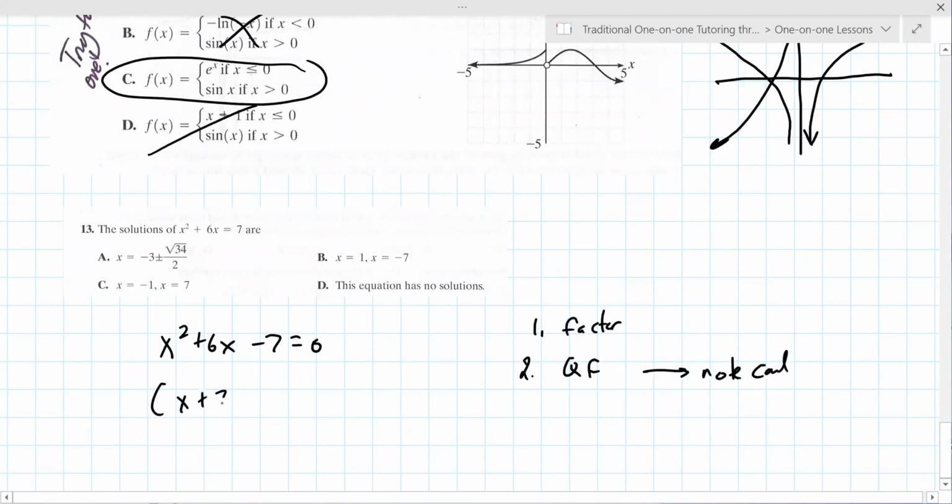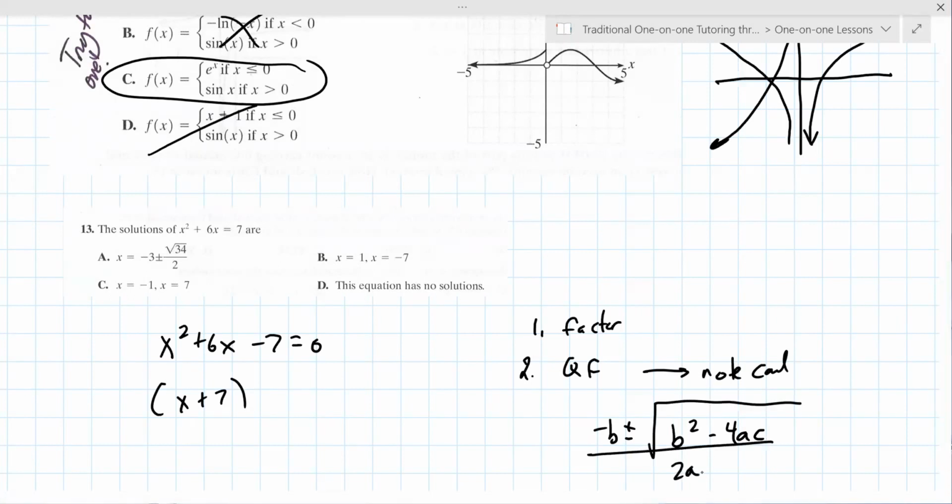Negative b plus or minus the square root of something minus 4ac. If you can get that down, you'll do it. I should put that on there.